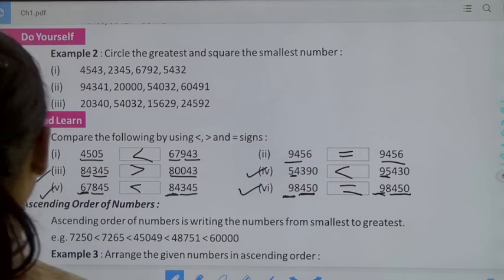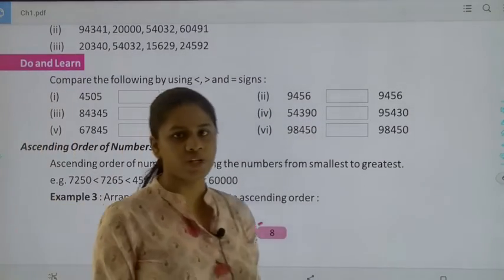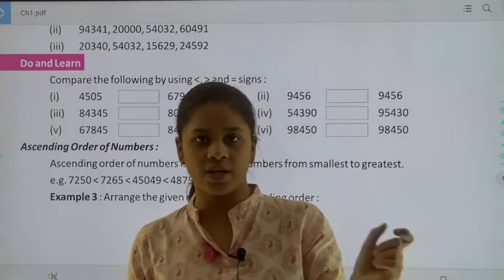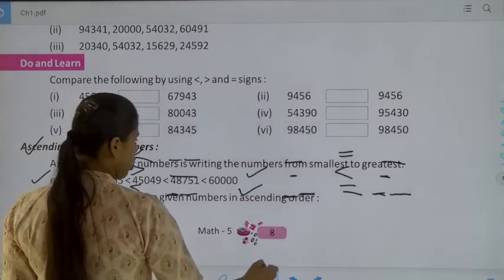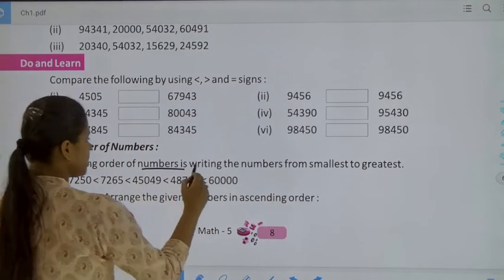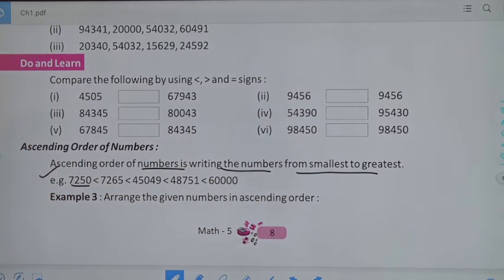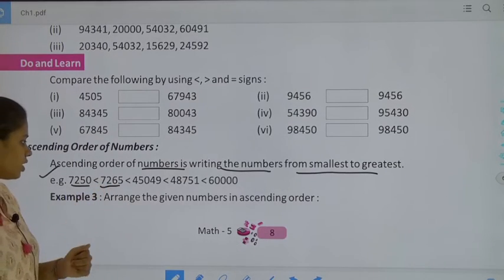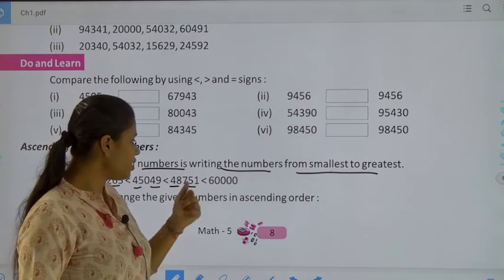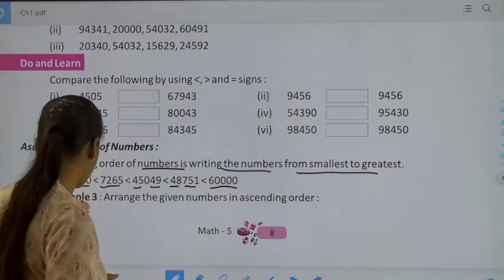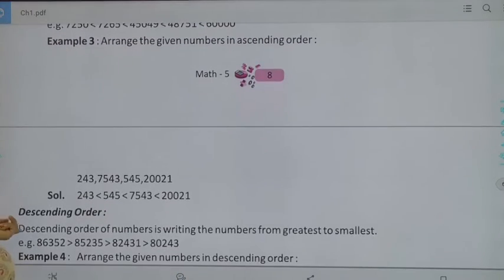Okay, move to the next, that is ascending order. What is the meaning of ascending order? It means smallest to greatest, from the smaller number to the bigger number. Ascending order of numbers is writing the numbers from smallest to greatest. That is 7,250, then 7,265, then 45,049, 48,751, and then 60,000.